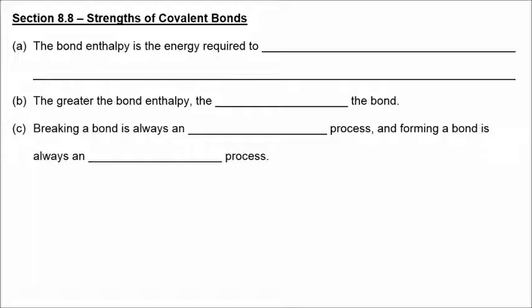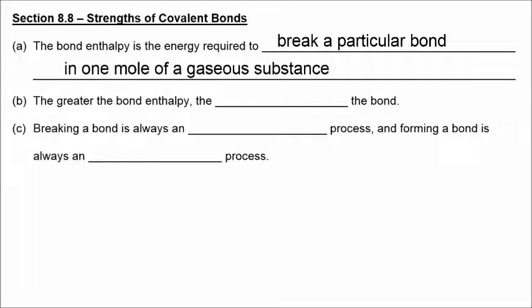All right, moving on to the last section in Chapter 8, strengths of covalent bonds. The bond enthalpy is the energy required to break a particular bond in 1 mole of a gaseous substance. The greater the bond enthalpy, the stronger the bond. Breaking a bond is always an endothermic process, and forming a bond is always an exothermic process.